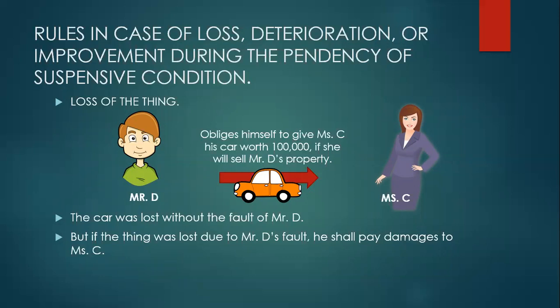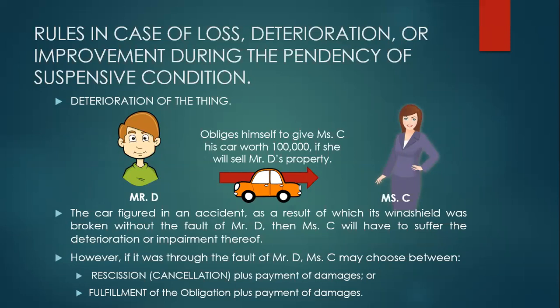A person, as a general rule, is not liable for fortuitous event. What if the thing was lost due to Mr. D's fault? In the same example, if the loss occurred because of the negligence of Mr. D, Miss C will be entitled to demand damages. So for example, in the given case, Miss C can demand 100,000 plus incidental damages, if any.